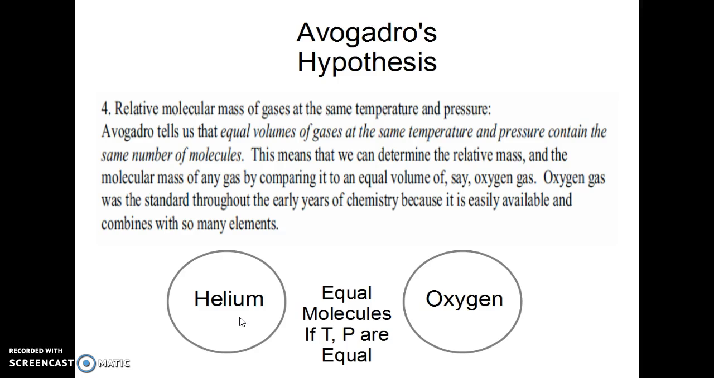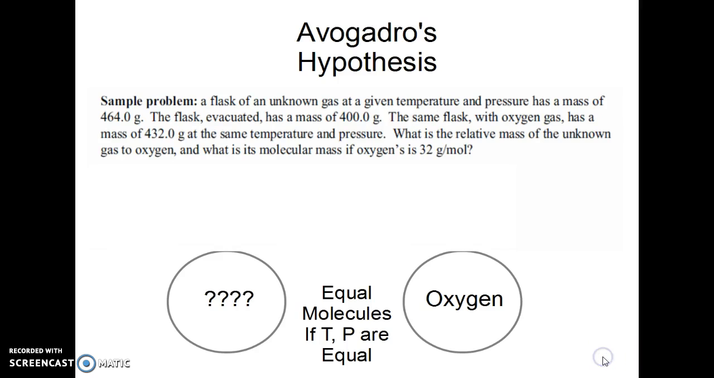So we can measure the relative mass of the molecules by finding the mass of the oxygen and the mass of the helium in the container, and if we multiply them by the mass of oxygen, 32, we can find that the helium has a relative mass of 4 grams per mole.